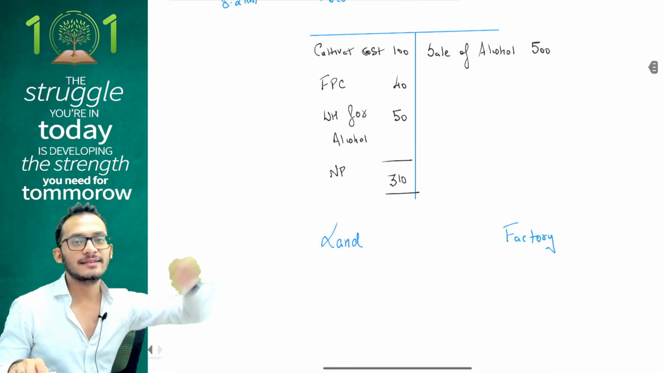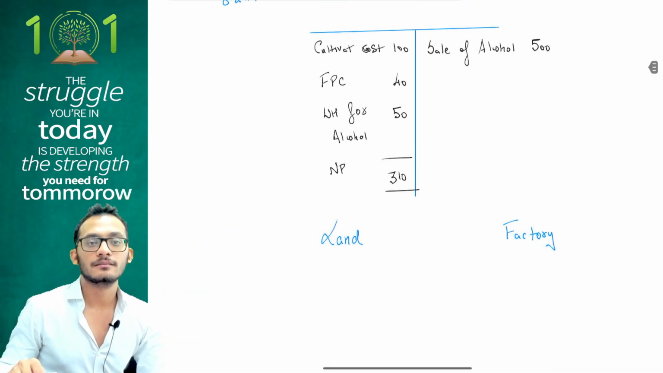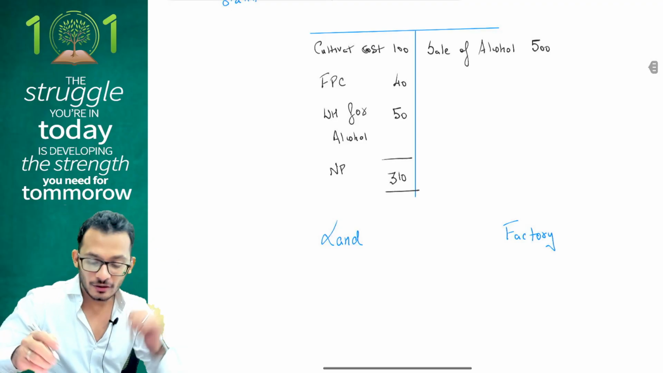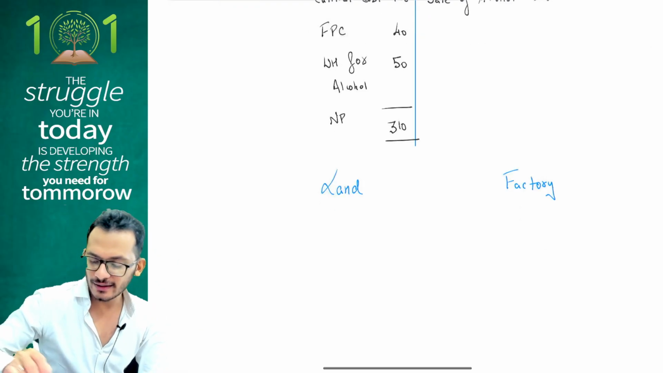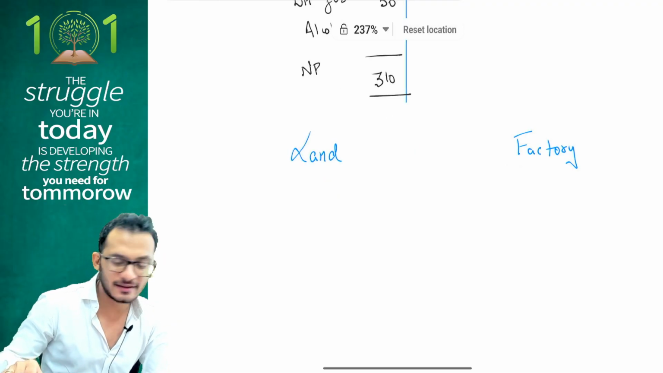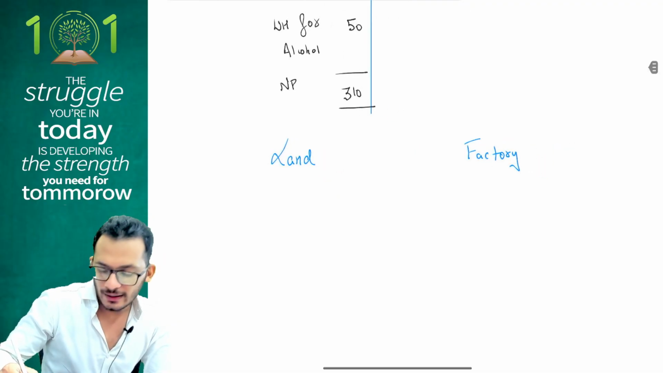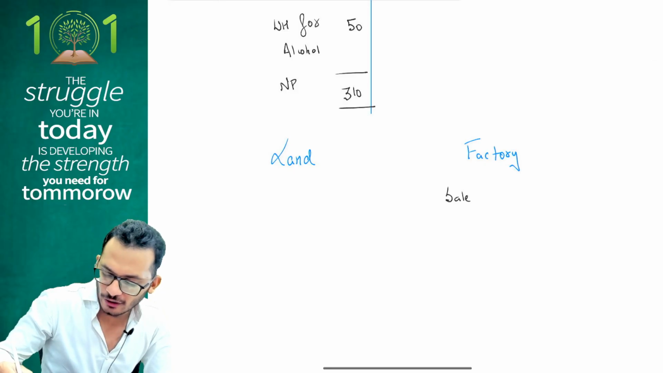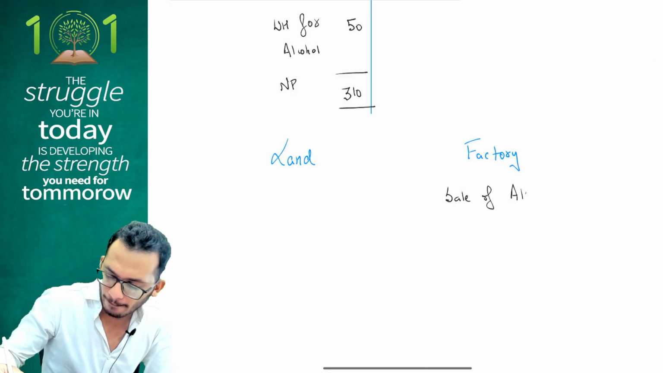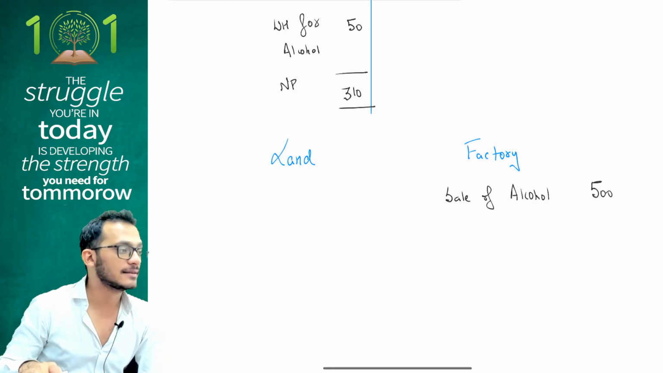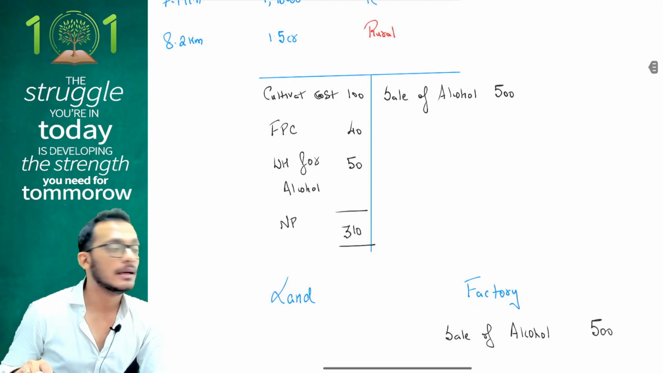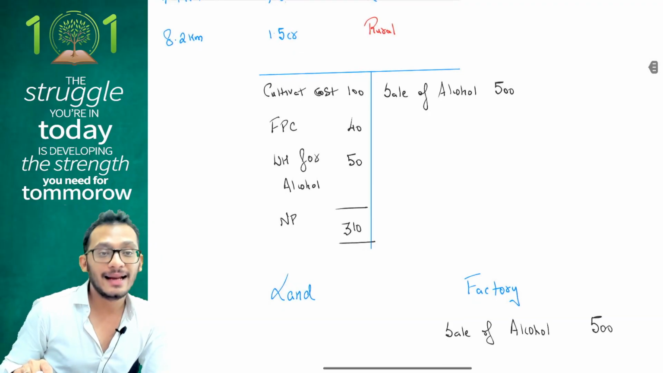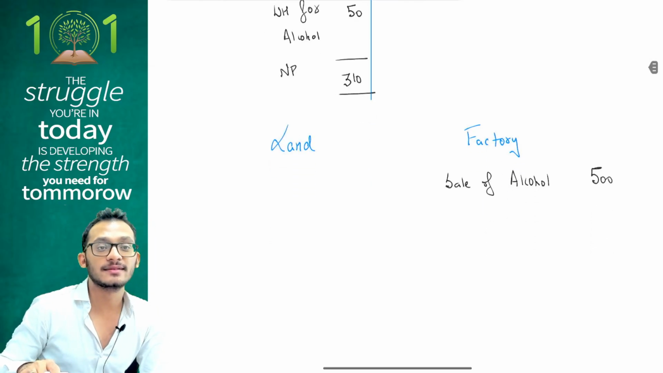My sale of alcohol is happening in the factory. So I'm going to put it on the right side as an income. As an income, I'm going to put it as sale of alcohol. How much? 500. Yes. Next, cultivation cost is land. Put it on the left side, plus or minus.